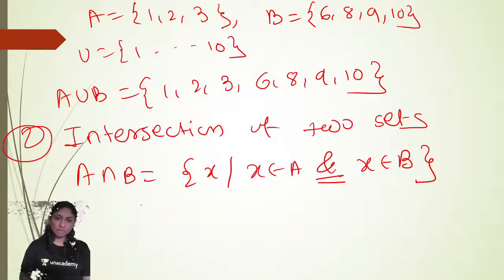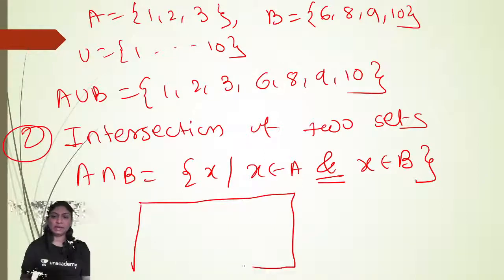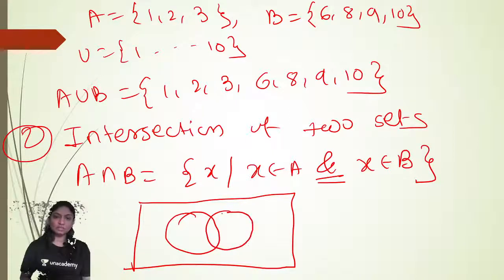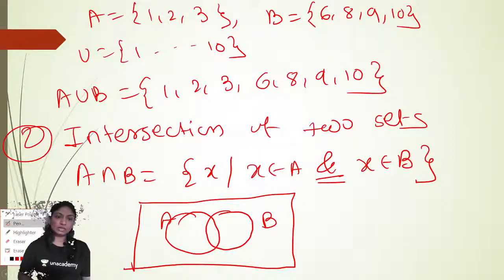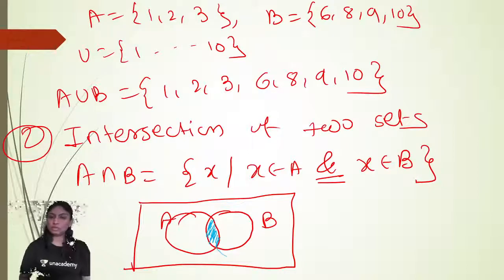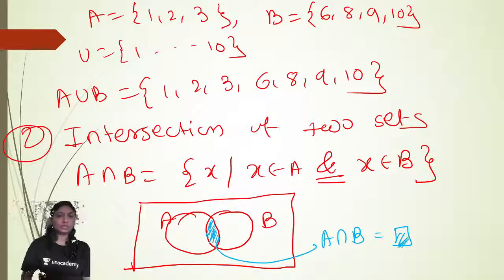So A intersection B you can denote by a Venn diagram. Suppose this is your A, this is your B. We can denote the intersection of these two sets by the shaded portion. These are the elements which are common to both. Here A intersection B is denoted by this. So you will get the intersection of two sets as the elements which are common to both. That is your A intersection B.